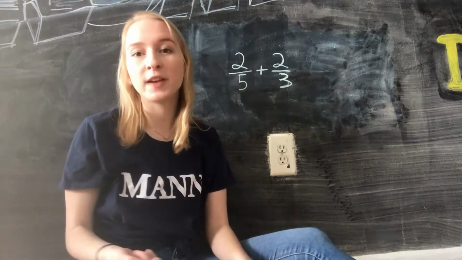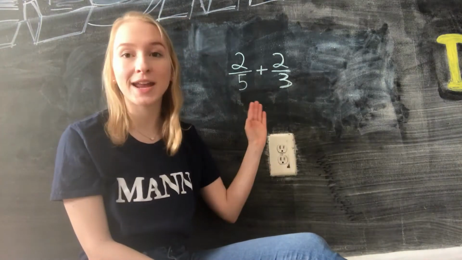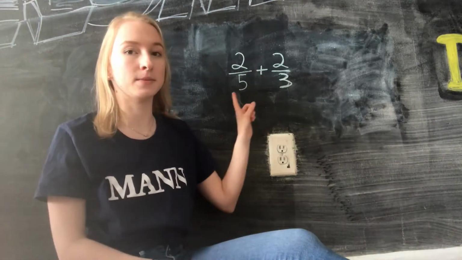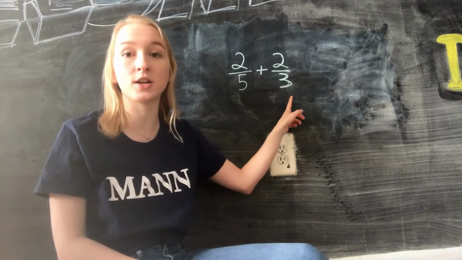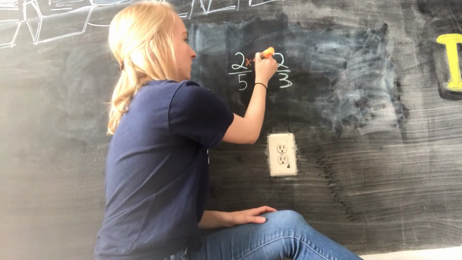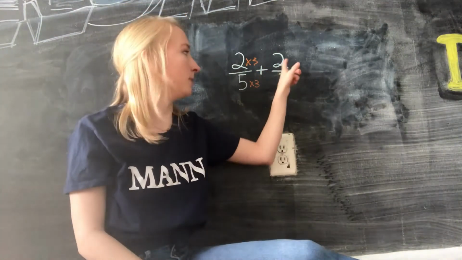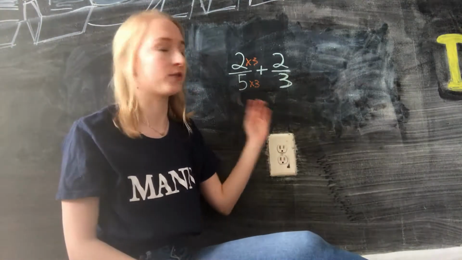Okay, just to show you this process again, here's another problem. We have 2/5 plus 2/3 here. Once again, just multiplying by the other fraction's denominator. So here we're going to multiply 2/5 by 3 because the denominator of the other fraction is 3. And here we're going to multiply this 2/3 by 5 because the denominator of the other fraction is 5.